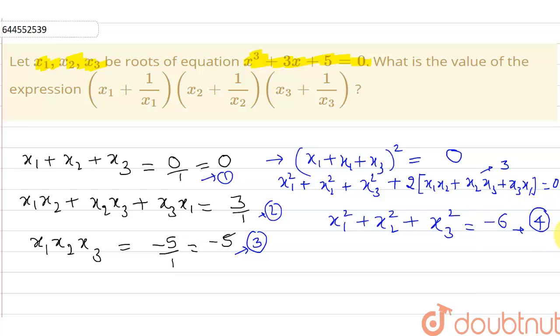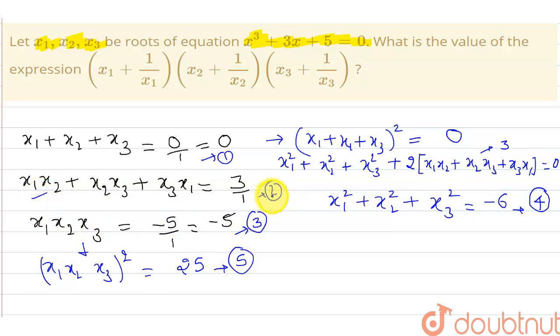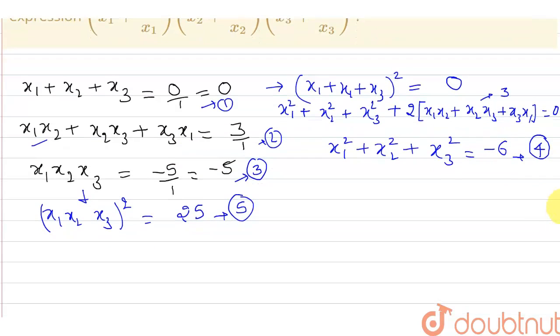Okay, students. And if I square the third equation, this will give me x1 x2 x3 whole square equal to 25. This will be my fifth equation. Now let's square the second equation as well. If I square this term, what will happen? Let's see. Now I am squaring my second equation.